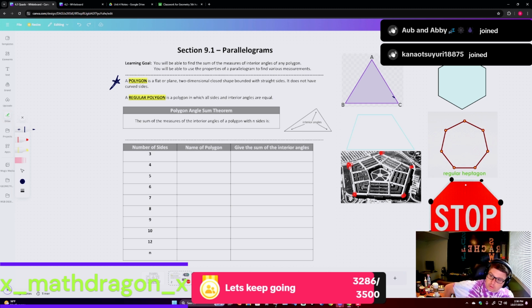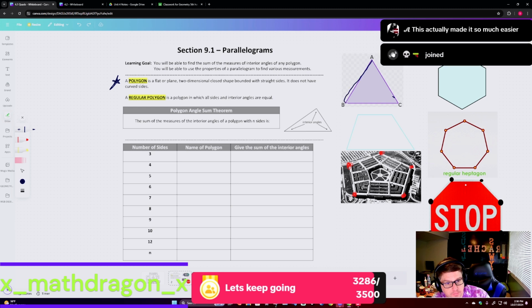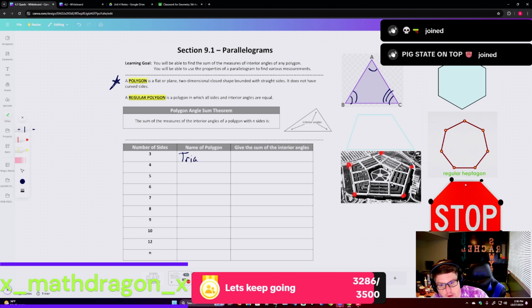But we're going to start talking about the interior angle sum, which we've already done this beautiful beast in Unit 3, and it's a triangle. So when we talk about a triangle, we know the sum of all 3 angles in a triangle is the same measure every single time. So we'll call this a triangle, and the sum of the interior angles is going to be 180 degrees.